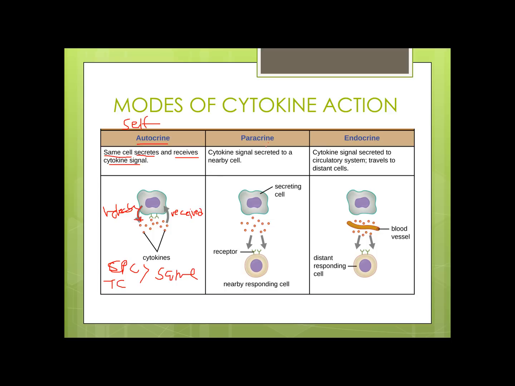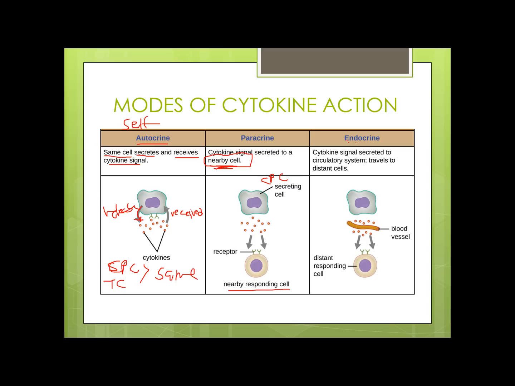The second type is your paracrine, class. Paracrine, please take note, is a cytokine signal secreted to a nearby cell. So here you have your cytokine producing cell, or your secreting cell. The cytokines will go to a nearby responding cell. So please remember our keyword, class: paracrine, nearby cell, malapit lang.